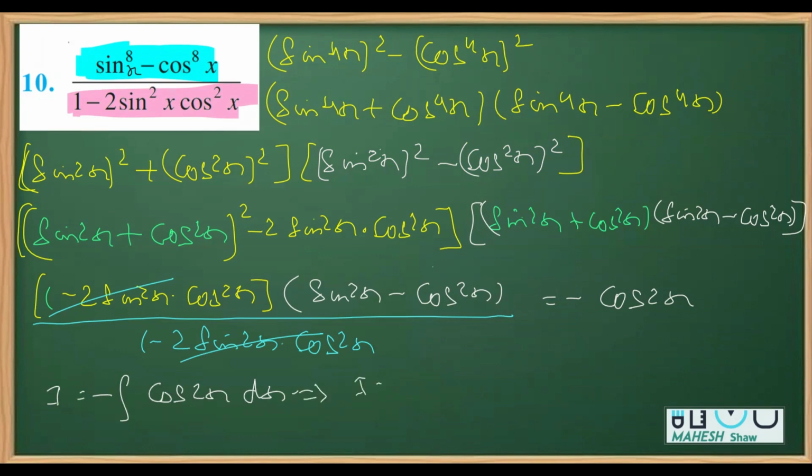Now I is equal to minus, the integration of cos 2x is sine 2x, so this is minus sine 2x, and that divided by 2, plus c. All right, we got it. So this is our final answer. After integration, we'll get this.